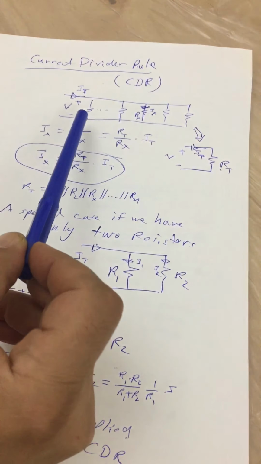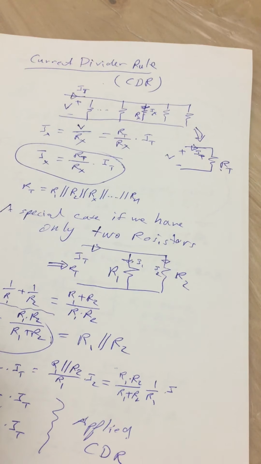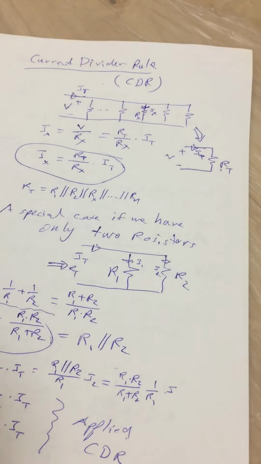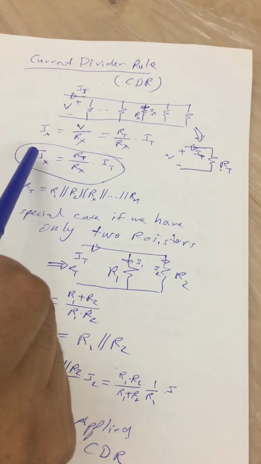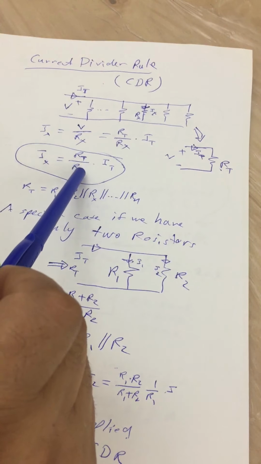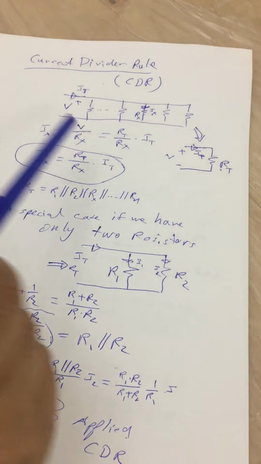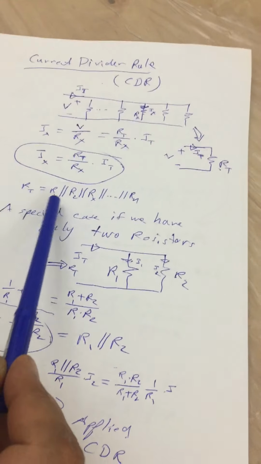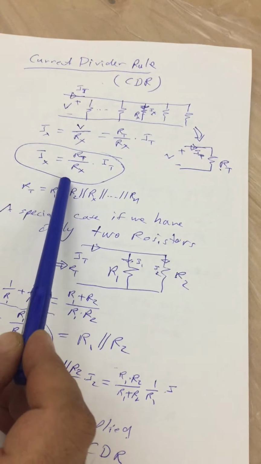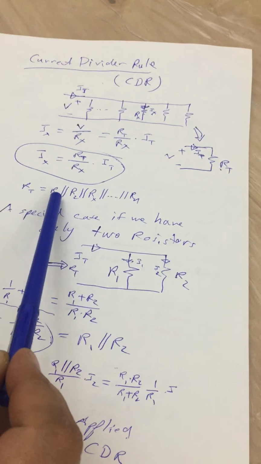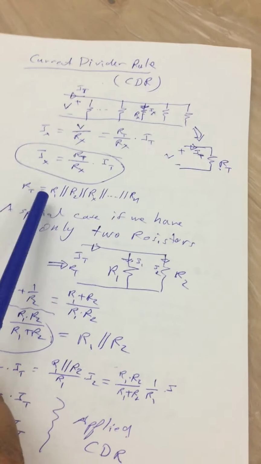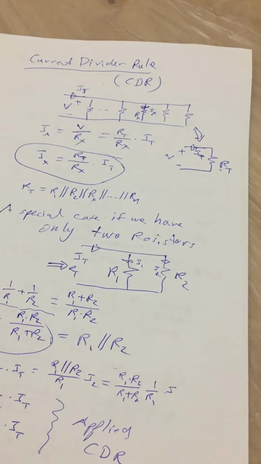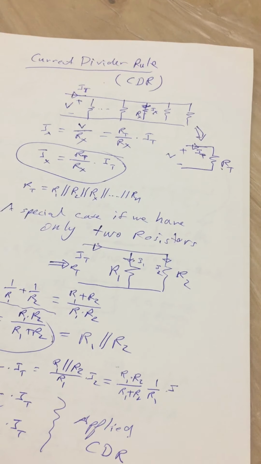Basically, Ix equals voltage divided by Rx. What is the voltage? The voltage is R total times I total. So Ix is equal to R total divided by Rx times I total, where R total is the parallel combination of all these resistors, and we use the two parallel lines to symbolize parallel connection. So it says R1 parallel with R2, parallel with Rx, parallel with Rn.